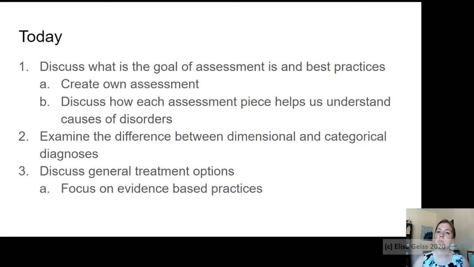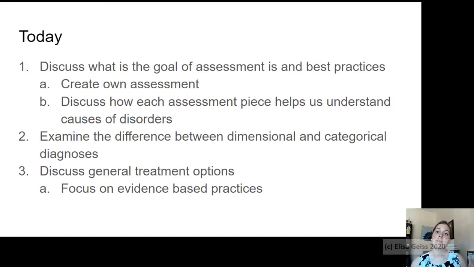In addition, I want you to think about what your own assessment would be. I think this is a really important process for us to think about: what would you include and what would you not include? And then we'll talk about how this relates back to what we talked about before, which is the causes of disorders. So how can we think about the perspectives, such as the biological perspective, and how that assessment helps us to understand more about those causes?